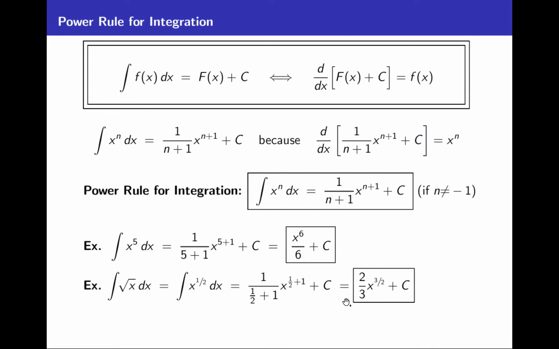And cleaning that up, that's 2/3 x to the power of 3/2 plus c, which you might prefer to write as 2/3 square root of x cubed plus c. Either one of these is a perfectly sufficient answer. Notice in this fraction over here, it was 1 over 1/2 plus 1. That's 1 over 3/2, and that's 2/3. 2/3 x to the power of 3/2 plus c.